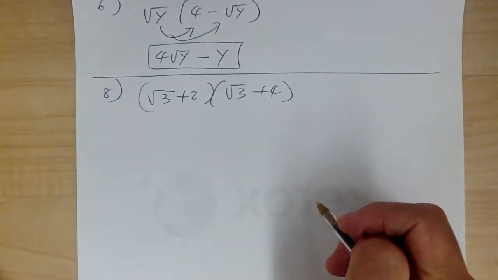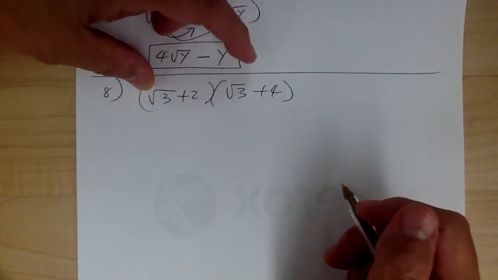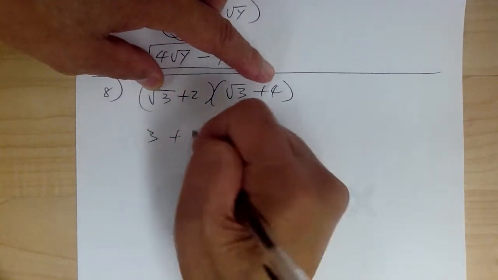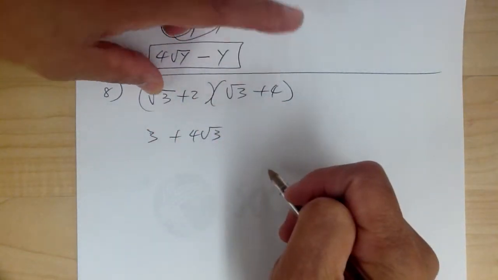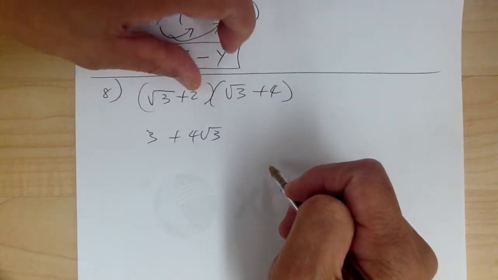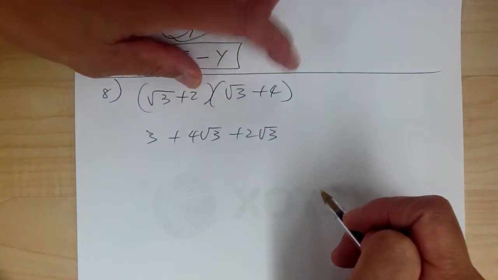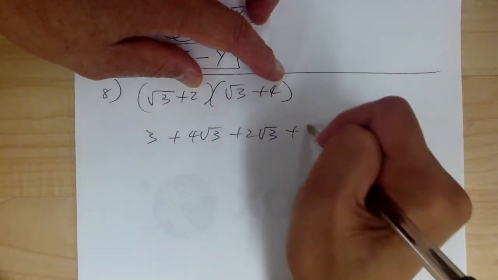So this one you have to use your FOIL method. Okay, so start with this one. You multiply, you get 3. Multiply, you get plus 4 square root of 3. So when you're done with this one, you go to the next one. So this one, multiply, you get plus 2 square root of 3. And then when you're done with this one, you go to the next one. Okay, so it would be plus 8.